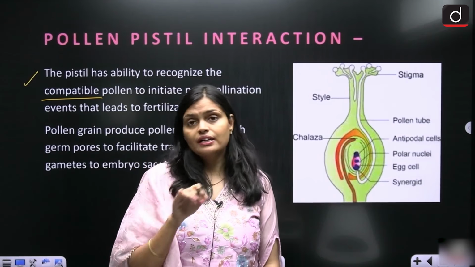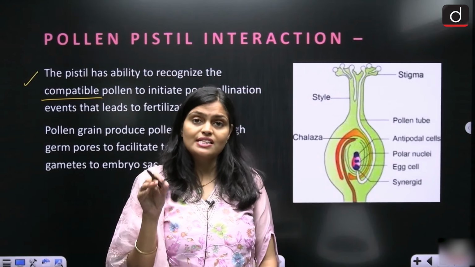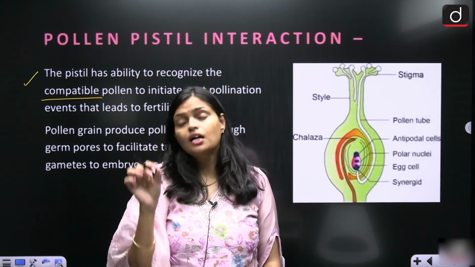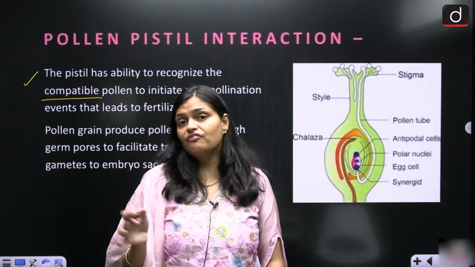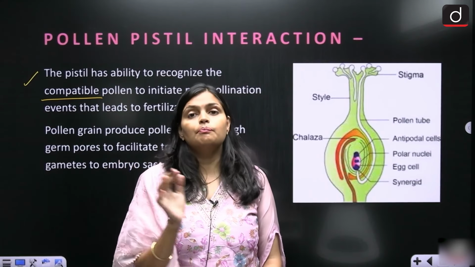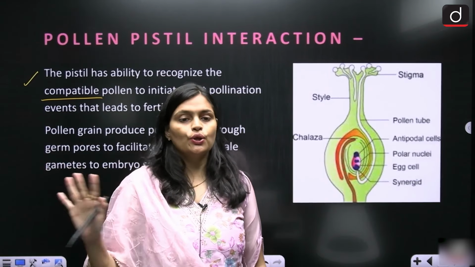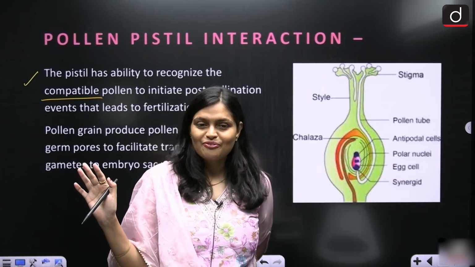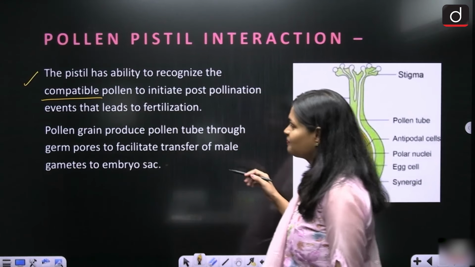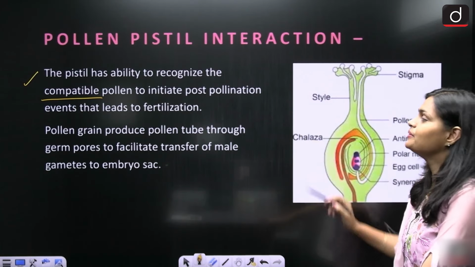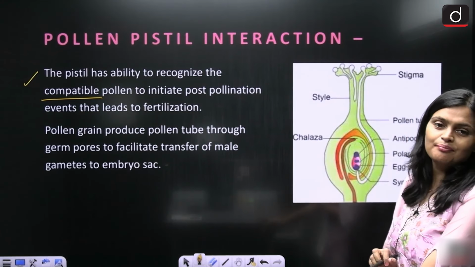If it is of the same species, then only the stigma allows the pollen grain to stick on its surface and to germinate the pollen tube, and the further procedure takes place. If it is not of the same species, what will the stigma do? Stigma rejects. Stigma says, no, this pollen grain is not from my species, so I am not going to get fertilized with this pollen. So the pollen grain produces a pollen tube through the germ pore to facilitate transfer of the male gamete to the embryo sac.